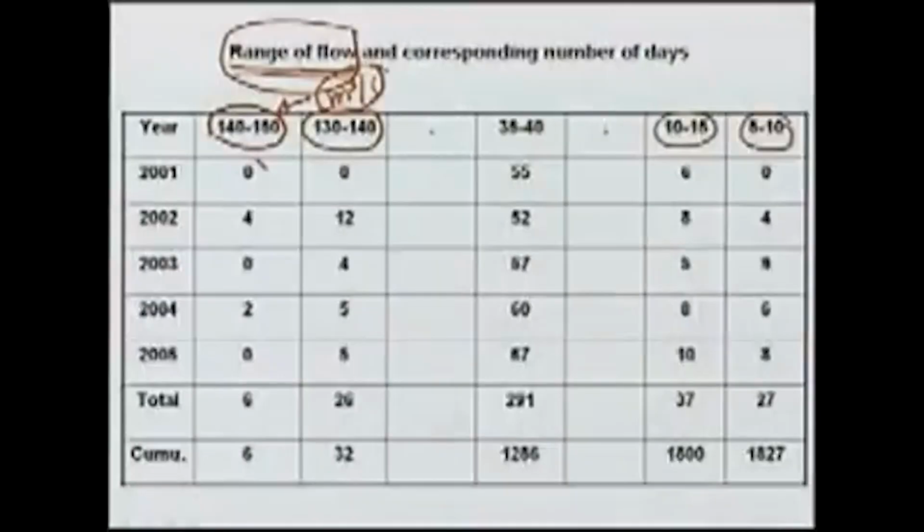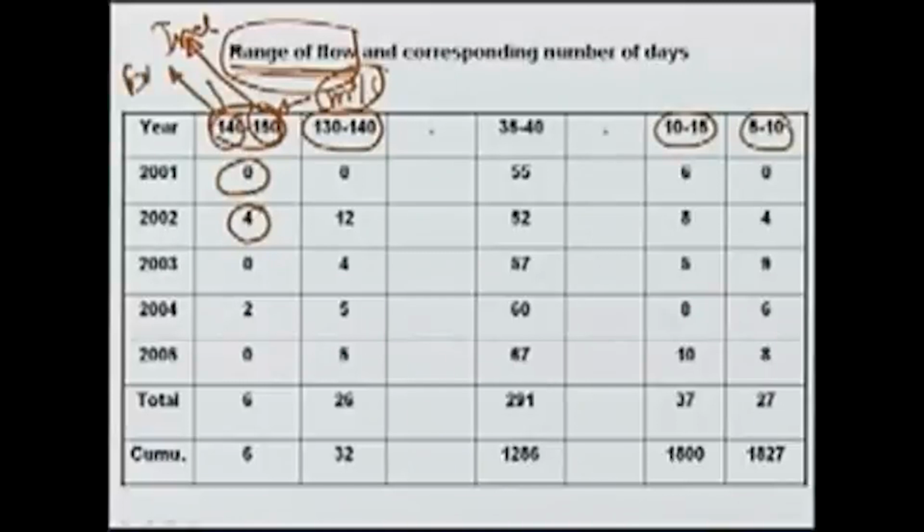So, for example, in 2001 there is no data which is more than 140 or in the range of 140 to 150. In 2002 on 4 days the mean daily flow was between 140 and 150. Now, when we talk about the range, typically we would include the higher value. So, this will be included and 140 would be excluded. So, if the discharge is exactly 140, then it will go into this range. If it is 140.001, then it will go into this range.